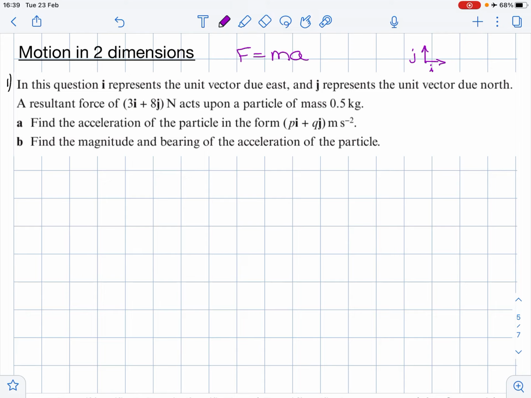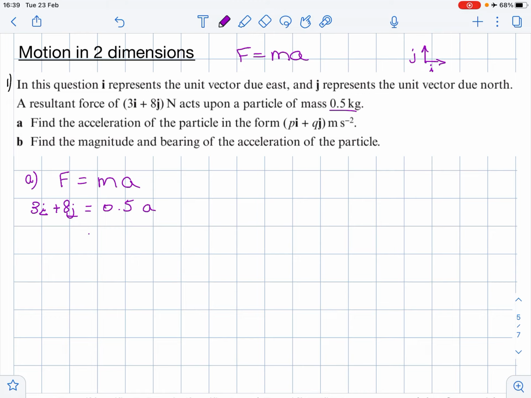Again, let's start with the formula. We have F equals mass times acceleration. We know the resultant force, which is F, is 3i plus 8j. It equals the mass, which is 0.5, times the acceleration, which we don't know, so we want to find out the acceleration.